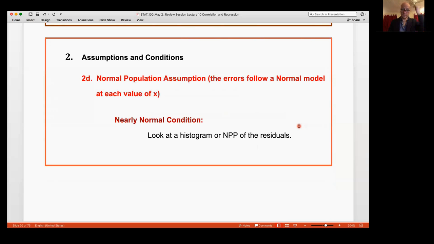Let's go to the other assumption. Because we're assuming normality of the residuals, we have the normal population assumption. We assume that these errors follow a normal distribution at each value of X, or a nearly normal condition. Just basically look at the histogram of the residuals. But keep in mind, again, this is an assumption that we make.